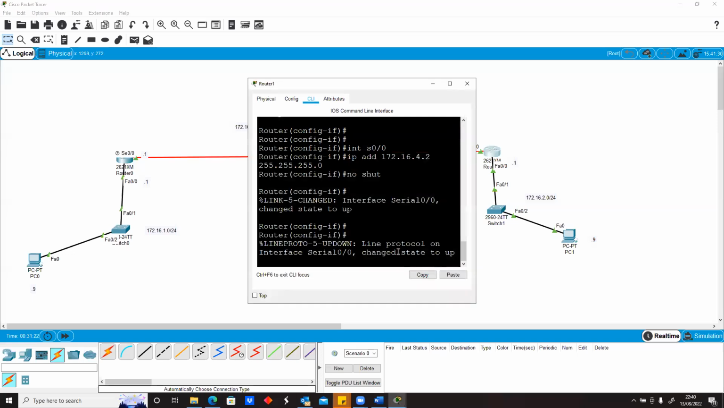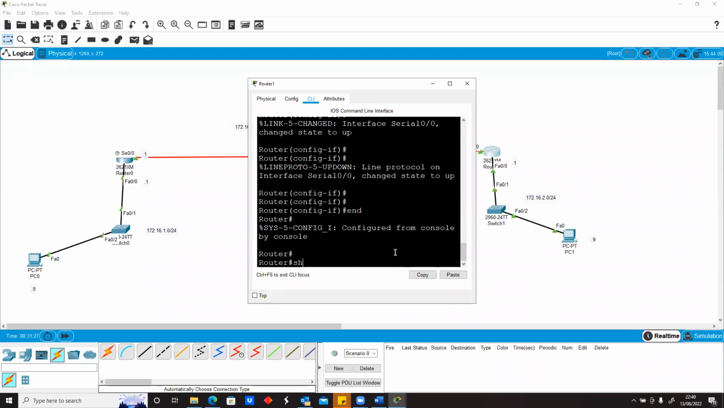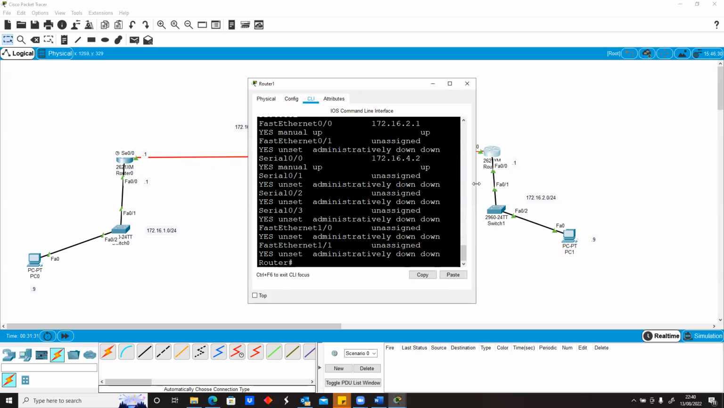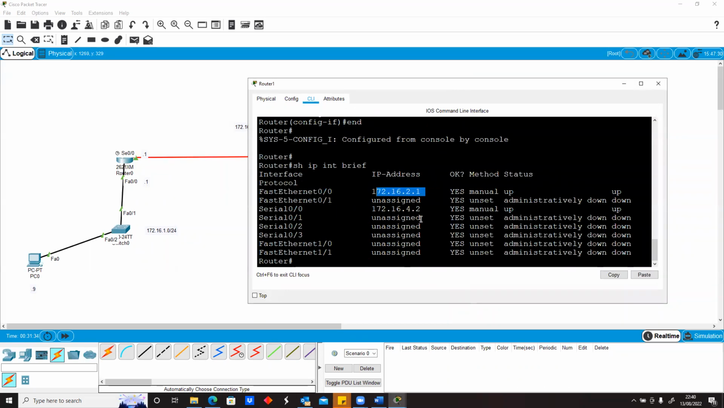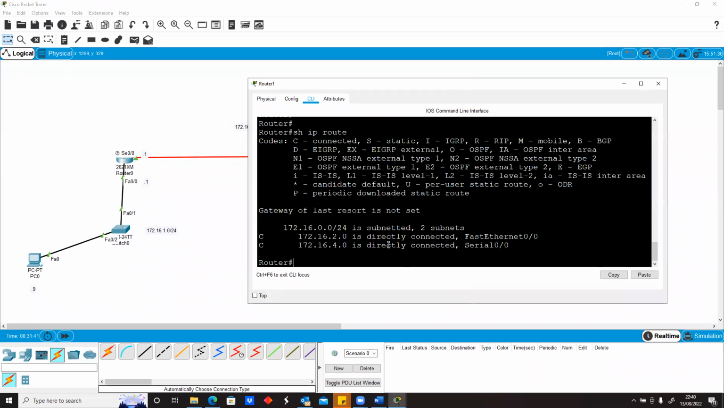If we look on the other one as well, and I do show IP interface brief, it's telling me that this particular device has been configured with 2.1 and 4.2 on the two interfaces. And if I do show IP route, it's telling me, how did I get to know about these routes? So the 2.0 network and 4.0 network are directly connected to me. And the 2.0 is connected on F0/0, and then the 4.0 is connected to S0/0. So these are the various connections.